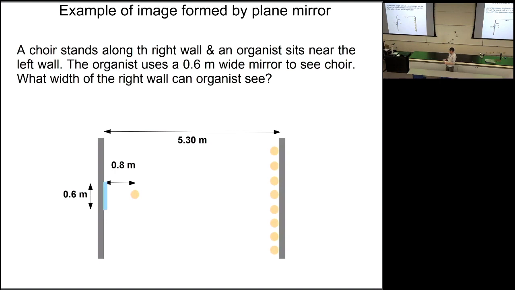This is a plane mirror. It's about constructing rays with plane mirrors using the law of reflection. Like a lot of optics problems, it involves a bit of geometry in constructing these rays. So we're going to go ahead and do that. Again, we've got the organist over here, 0.8 meters from this left-hand wall, looking at a mirror. We've got a wall in which the choir is lined up here, that's 5.3 meters away from the left-hand wall, and we want to know how much of the choir the organist can see.